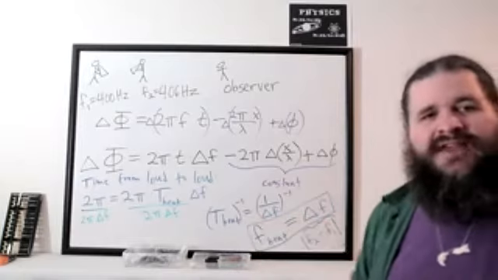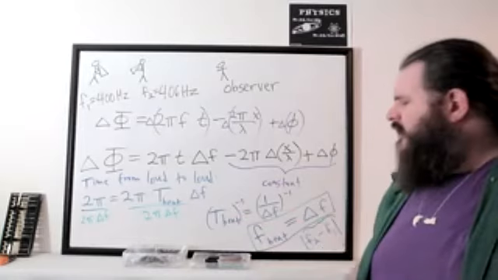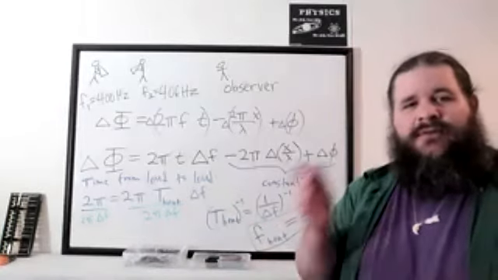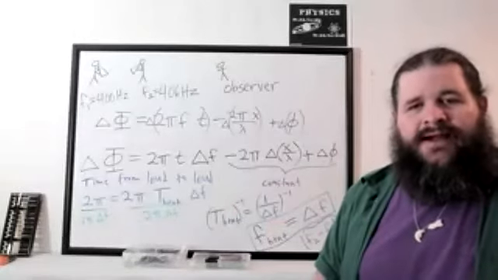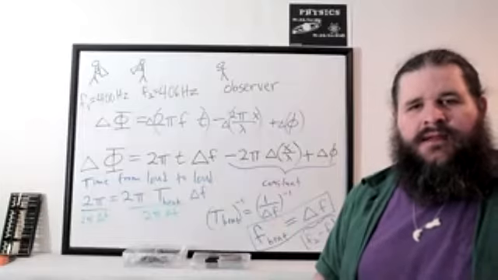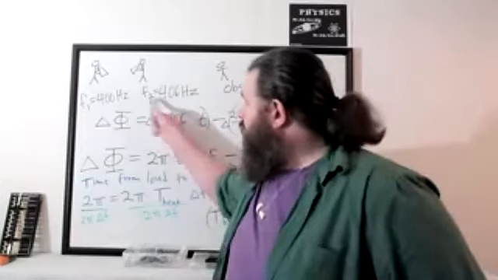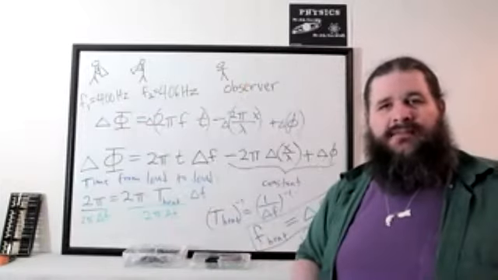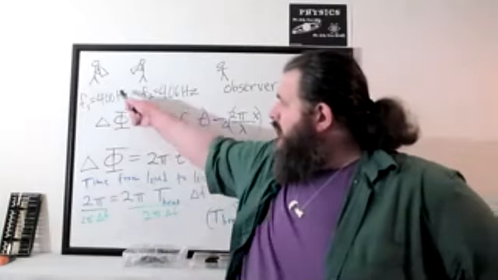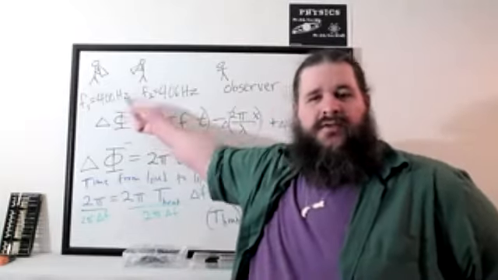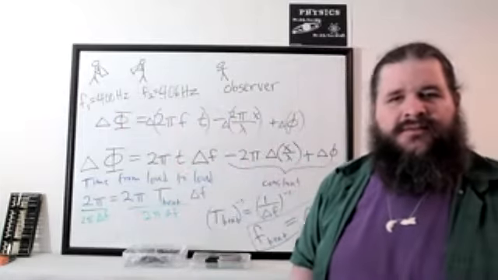The beat period is how much time it takes from loud to quiet to loud again. The beat frequency is how many loud, quiet, loud cycles happen per second. And you can calculate that beat frequency just by taking the difference between the two frequencies of the original sounds, the sounds created by those sources. And in this case, we've got one trumpet creating a 400 hertz sound and another trumpet creating a 406 hertz sound. What's the difference between those?